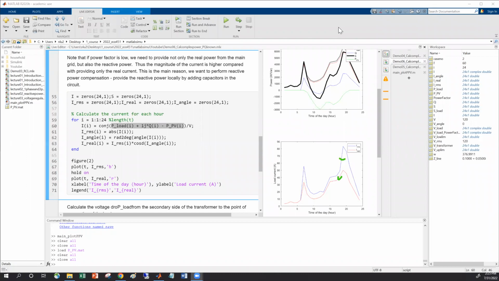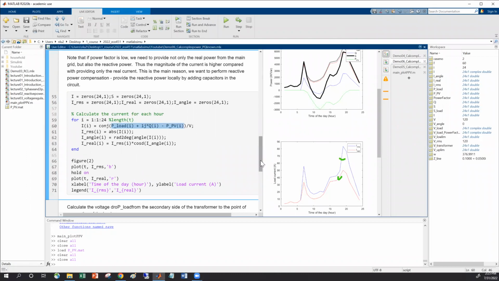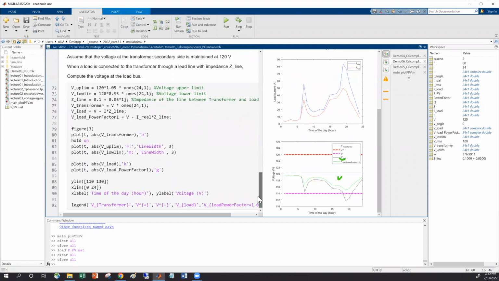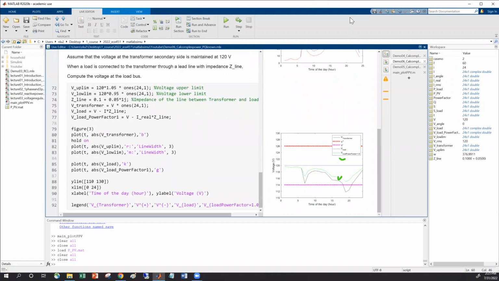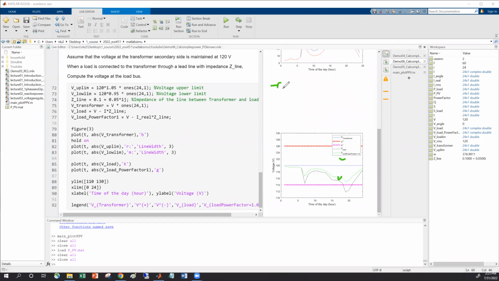So next, we're going to compute the voltage drop here. We can think about this as my transformer, and this is the P plus jQ minus PV. This is a load. Suppose I have a line leading to this consumed load. There would be an impedance, which is the Z line. So this impedance will have a delta voltage drop.